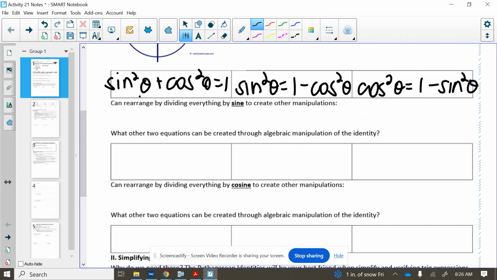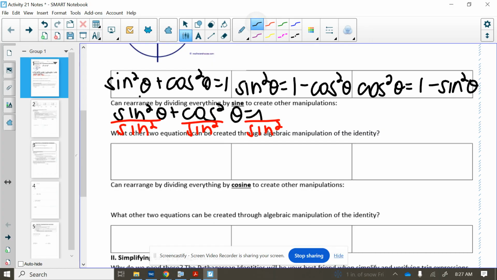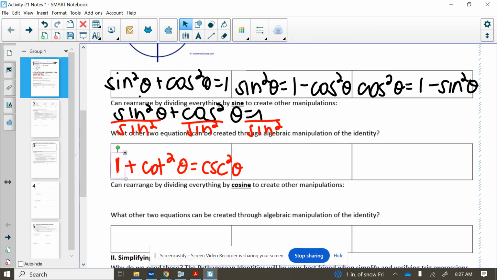Now, officially, we can take our original Pythagorean identity, which we sometimes just call the Pythagorean identity, and we can derive some other Pythagorean identities. For instance, if we divide everything by sine squared and simplify, sine squared divided by sine squared is 1, cosine squared divided by sine squared is cotangent squared, and 1 divided by sine squared is cosecant squared. So our second Pythagorean identity is 1 plus cotangent squared equals cosecant squared.